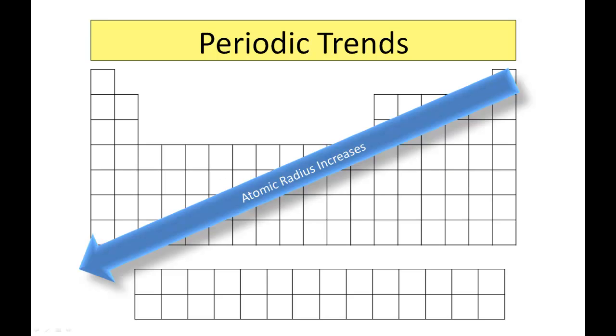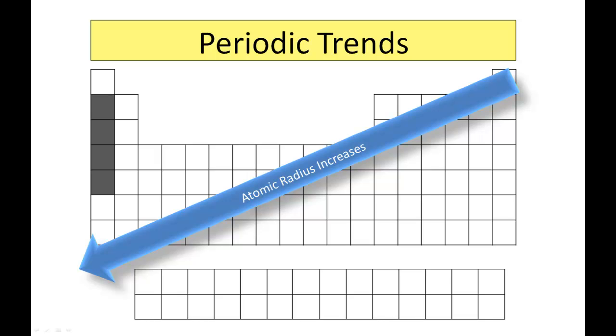As you see here, atomic radius increases as you go from the top right to the bottom left, which means that elements that are on the bottom of the periodic table are larger than those on the top, and those elements that are at the left of the periodic table are larger than those at the right.